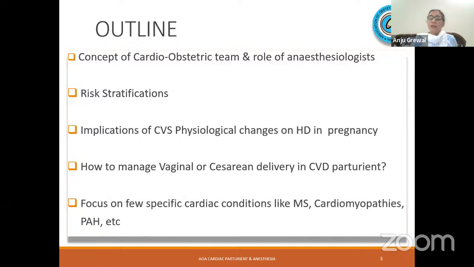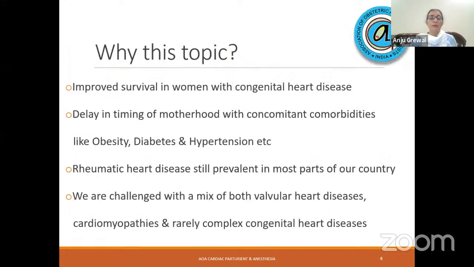And then what are the implications of the cardiovascular physiological changes on the underlying heart disease in pregnancy, and how do they affect our anesthetic implications? And then, of course, we'll look at how to manage a vaginal or a cesarean delivery in this special group of parturients, I would say. And then briefly focus on specific conditions like mitral stenosis, severe pulmonary arterial hypertension, and cardiomyopathies.